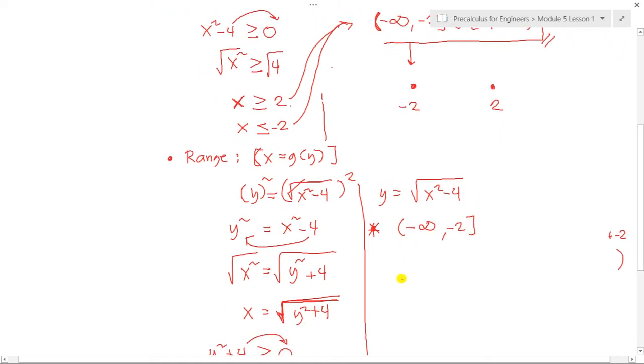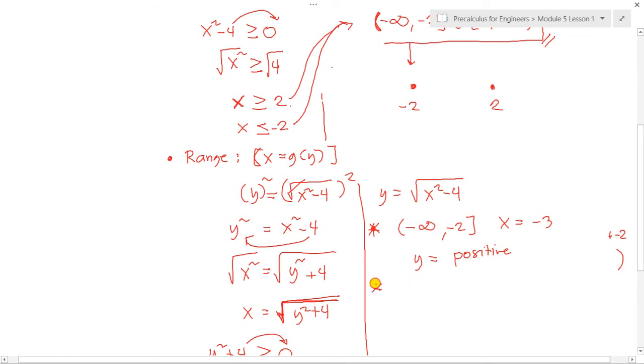So unsa may answer sa atong y dire? Let's say our x here is negative 3. What is the answer of our y here? Square root of 5. So square root of 5 is a positive real number. Okay, so put here positive.